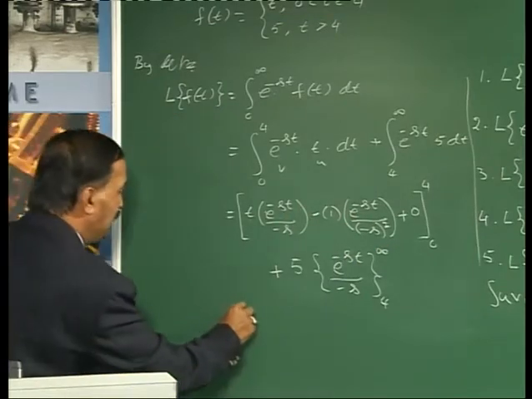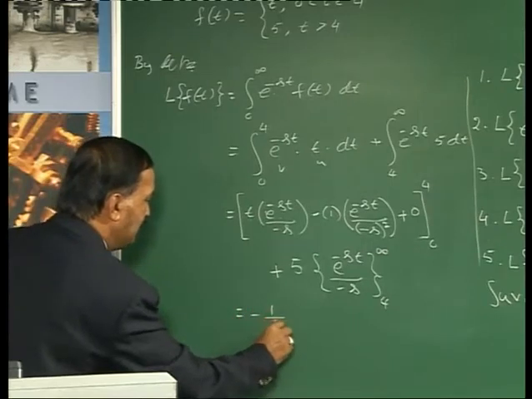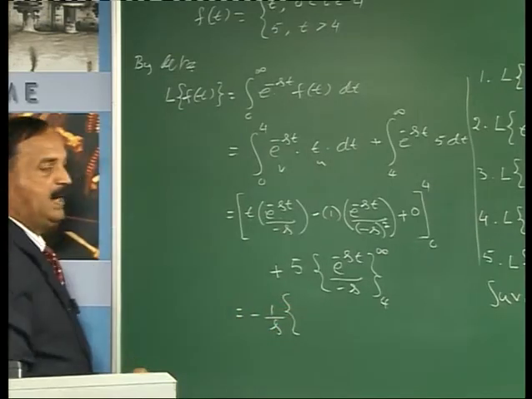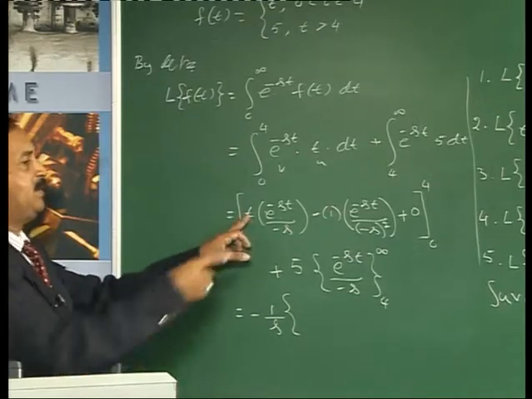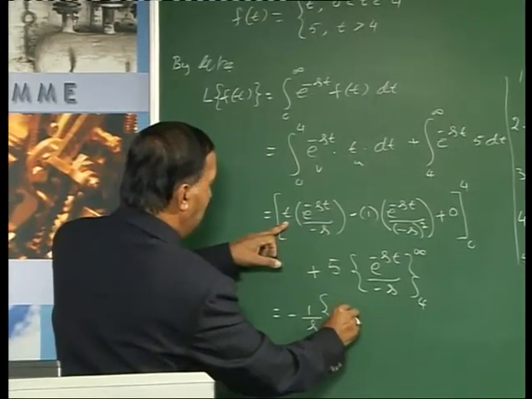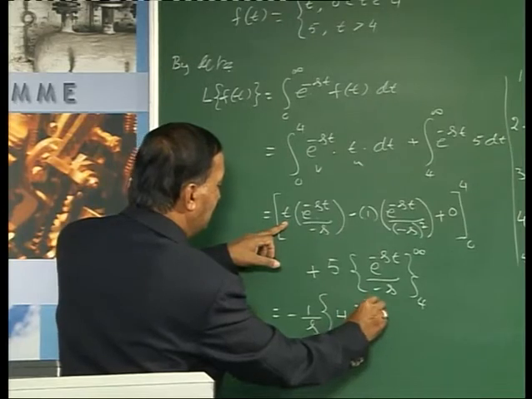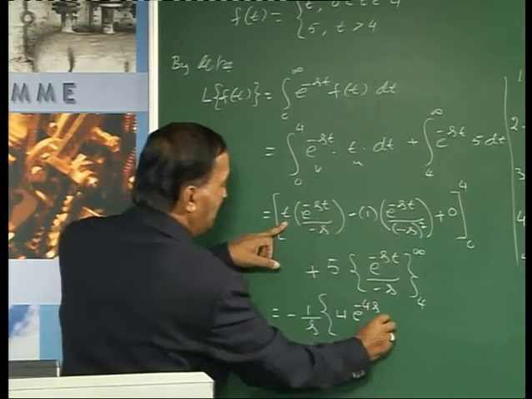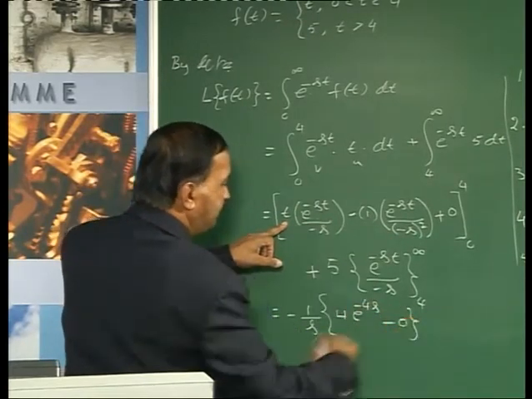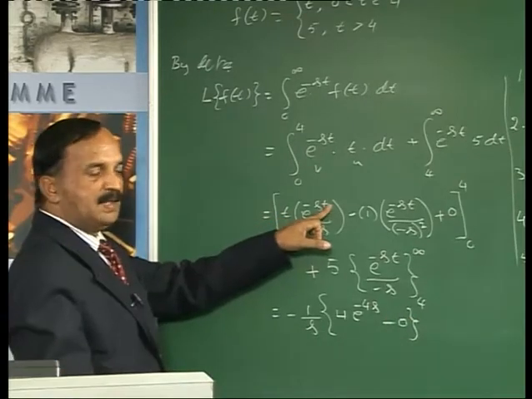Next, that is equal to here minus 1 by s into, put t is equal to upper limit 4. So 4 into e to the power of minus 4 s, put t equal to lower limit 0, you will get 0 into something is 0. 0 into e to the power of 0 is 0.